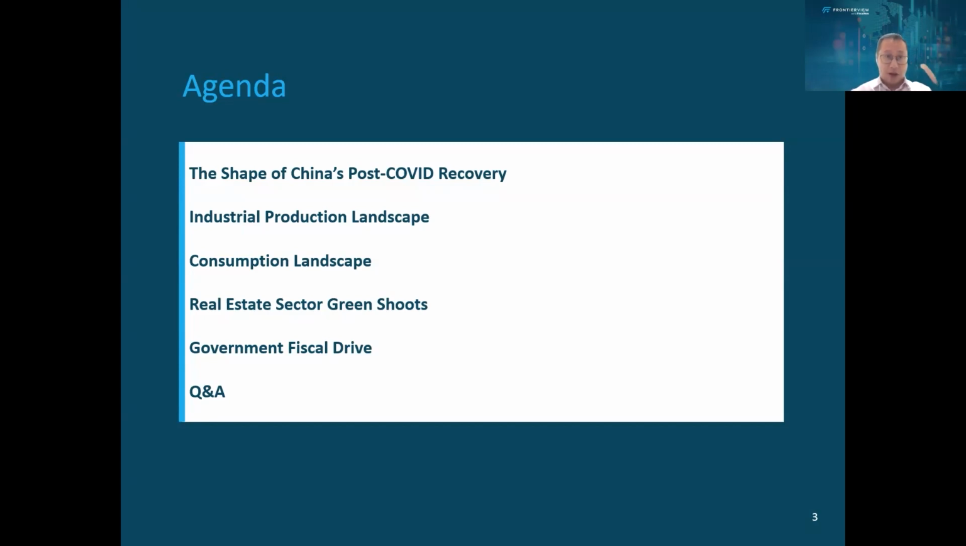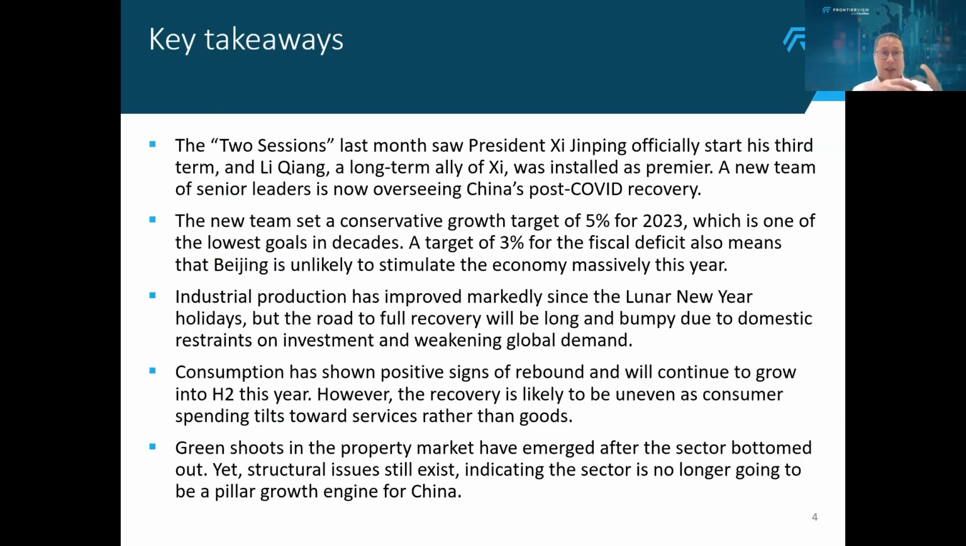With that, let me start with the overall shape of China's post-COVID recovery. There are some key takeaways here. Obviously, the two sessions we had last month in early March saw President Xi Jinping officially start his third term. That is no surprise at all. And of course, a longtime ally of his, Li Qiang, became premier. Li Qiang, obviously, was the Shanghai party secretary before moving to Beijing, and has been working together with Mr. Xi for about 20 years. So overall, a new team has taken over in China's State Council. Basically, there's a new government who are going to oversee China's post-COVID recovery.